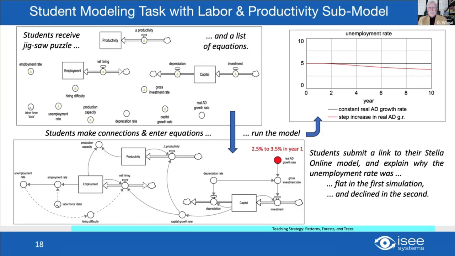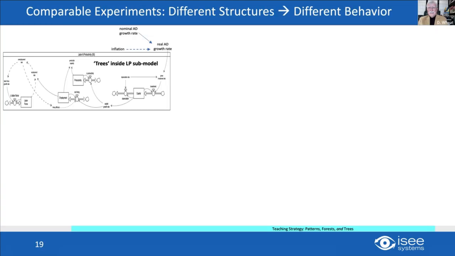For their submission requirements, their deliverables, they have to send me a link to their Stella Online model so I can take a look at it, and they have to discuss briefly and explain why the unemployment rate was flat in the first simulation and why it declined in the second simulation.